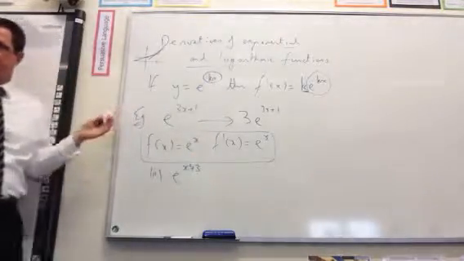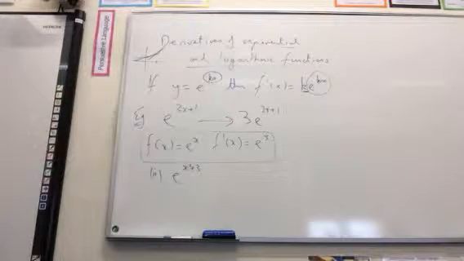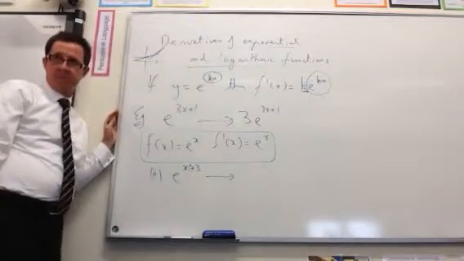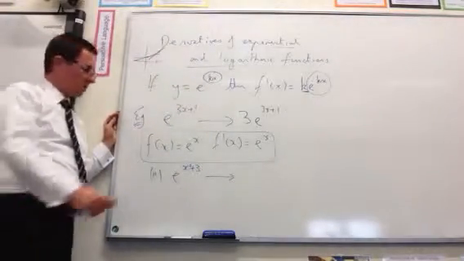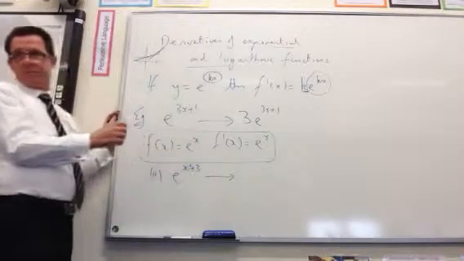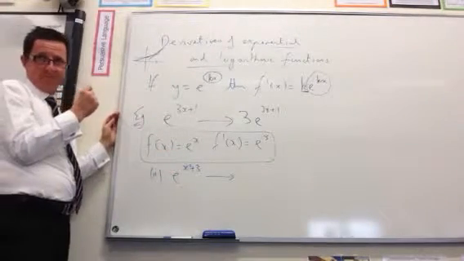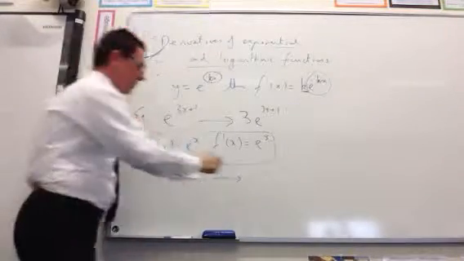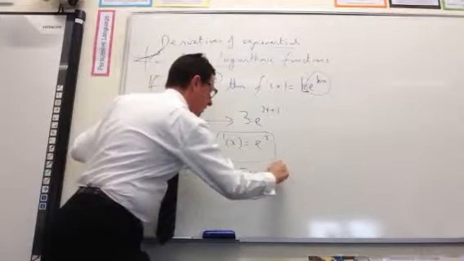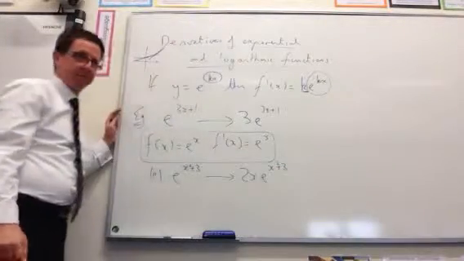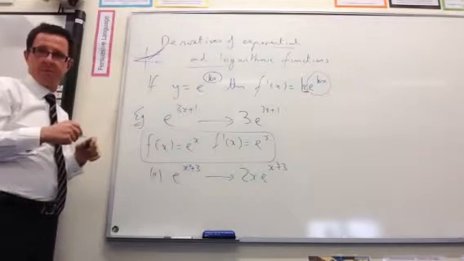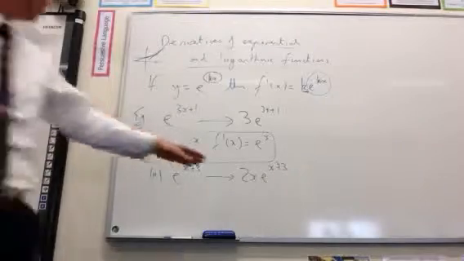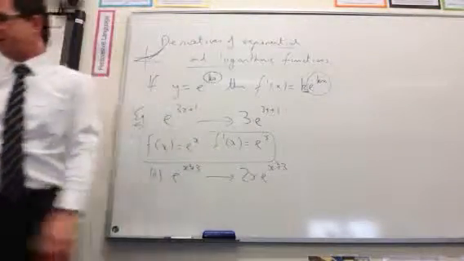Right? So, e to the x squared plus 3. Right? The derivative is, look at the top. The derivative of x squared plus 3? 2x. Stick it to the front. e to the x squared plus 3. Right? Whatever the power is, derive it, place it to the front, end of story.